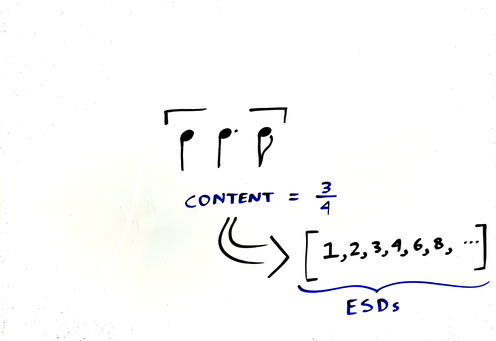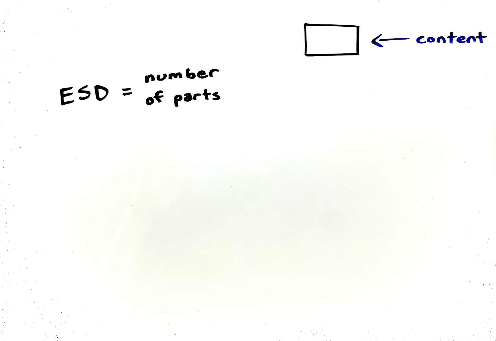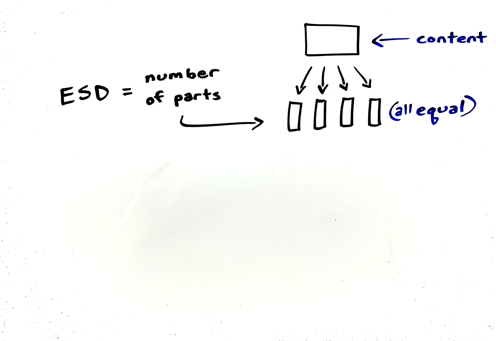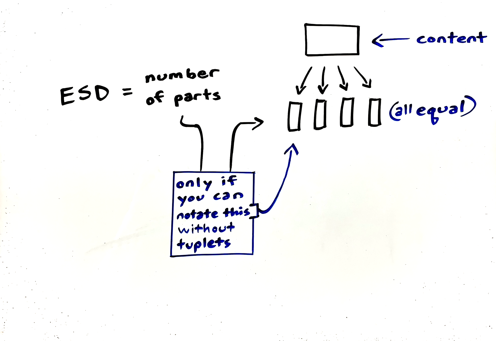This tuplet contains a quarter note, a dotted quarter note, and an eighth note. 1/4 plus 3/8 plus 1/8 equals 3/4. So this tuplet has a content of 3/4. Now, every content inherently has a list of numbers that are called ESDs, or equal standard divisions. An ESD is simply a number of equal parts that you can divide the content into. Now, a number only counts as an ESD if you can notate one of these parts without using tuplets.